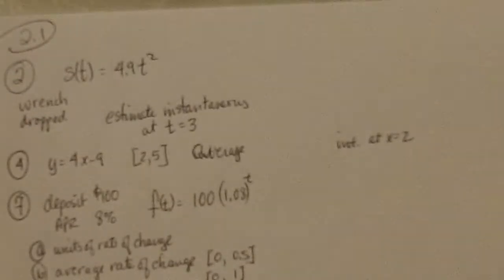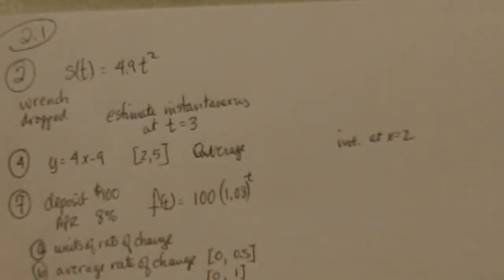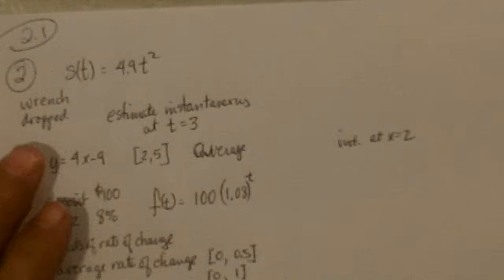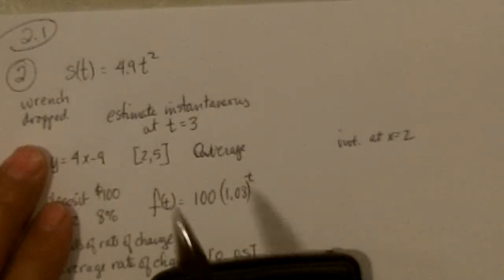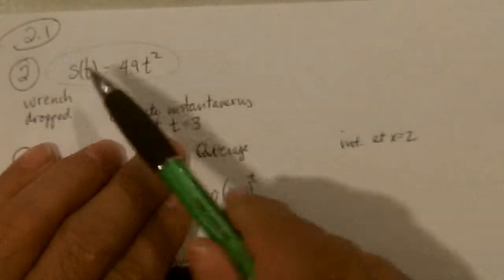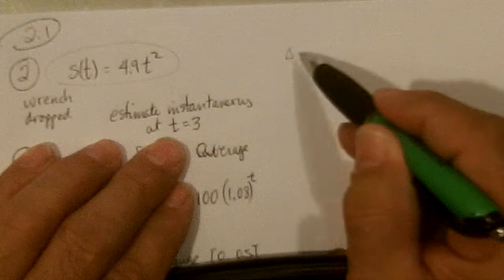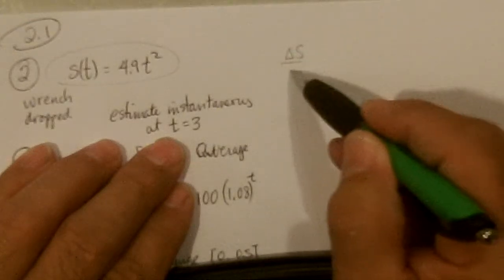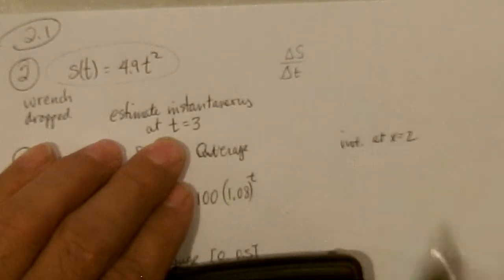All right, let's do 2.1. Some of the questions that were on that one. First one was number 2. If a wrench is dropped, it follows this equation and it says estimate the instantaneous speed. So if this is the distance, it'll be the change in distance over the change in time. And we're supposed to do it at 3.